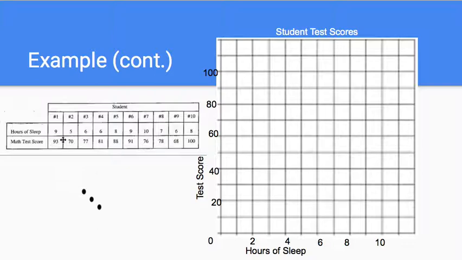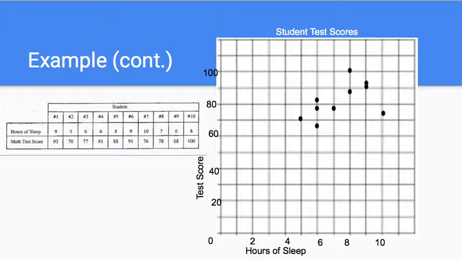So I'm just going to start plotting my data. 9 hours of sleep, they had a test score of 93%. So here's 9 hours of sleep. 93 is going to be about here. 5 hours of sleep, they got a 70%. So 5 hours of sleep, 70%. And 6 hours of sleep, 77%. And then I would just keep doing this. So on the next screen, I've gone ahead and finished this up. So here's my scatter plot.